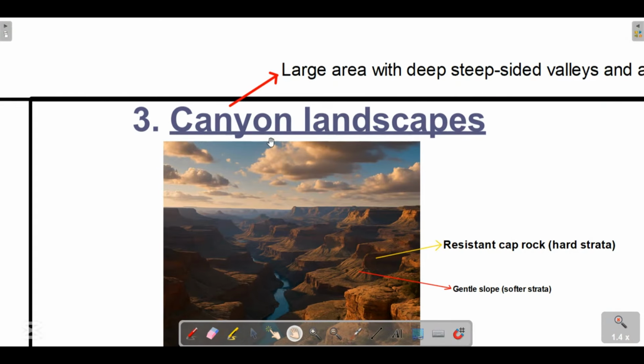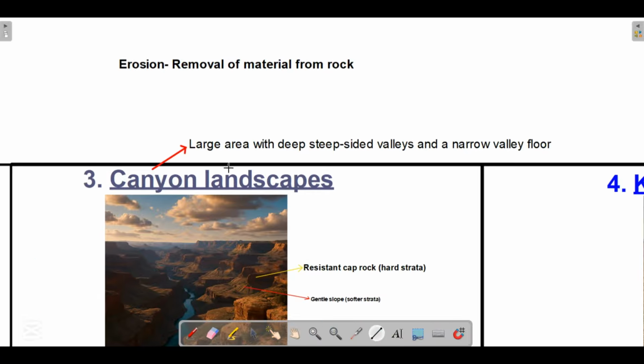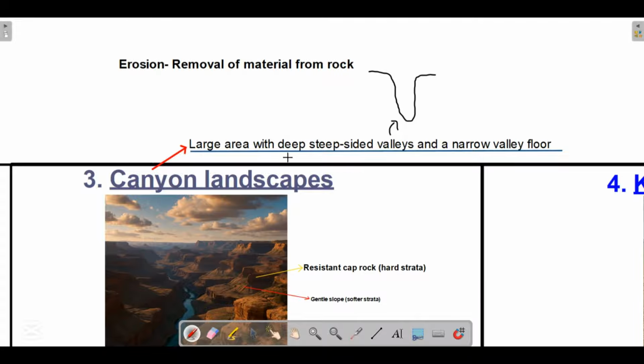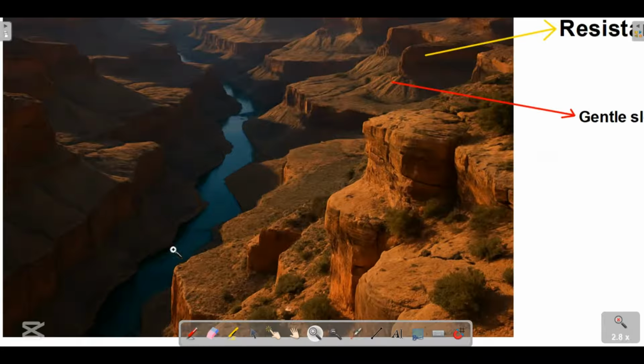Now let's start off with the term canyon. What does canyon mean, right? So a canyon is simply, guys, a large area with deep, steep-sided valleys. So a valley, this is a valley, right? So a canyon has these deep valleys. As you can see, this is a valley over here. That's a valley, guys, right?